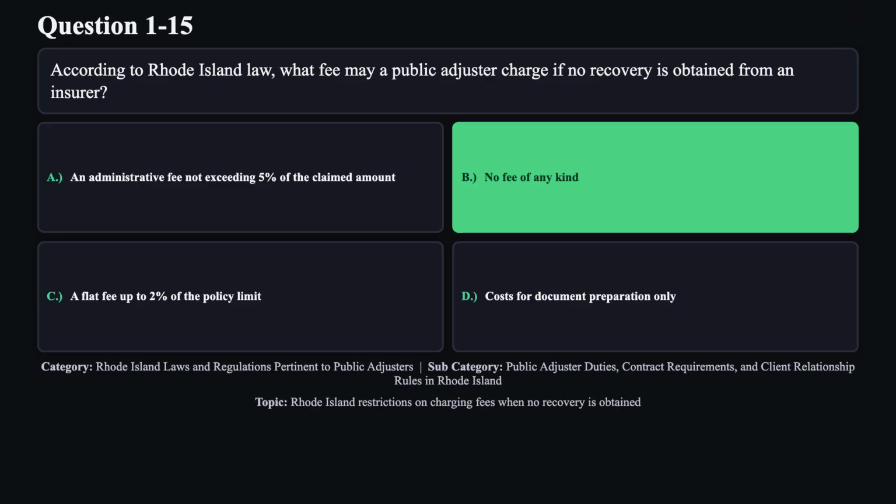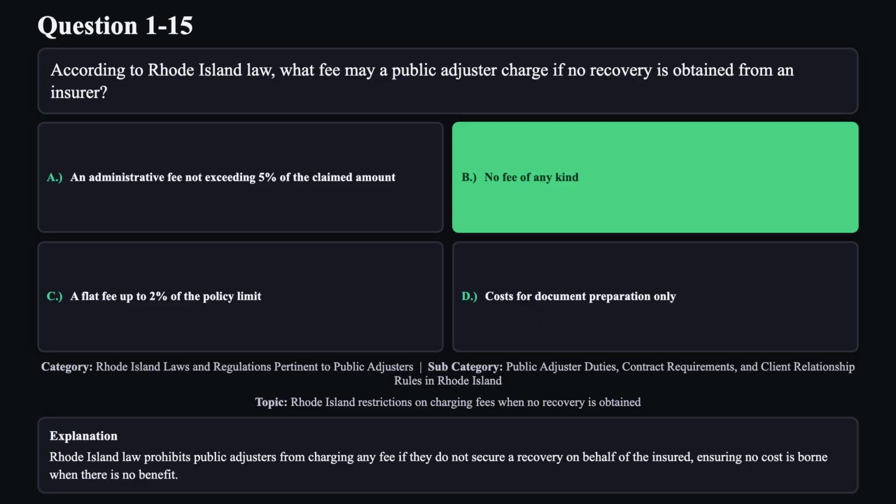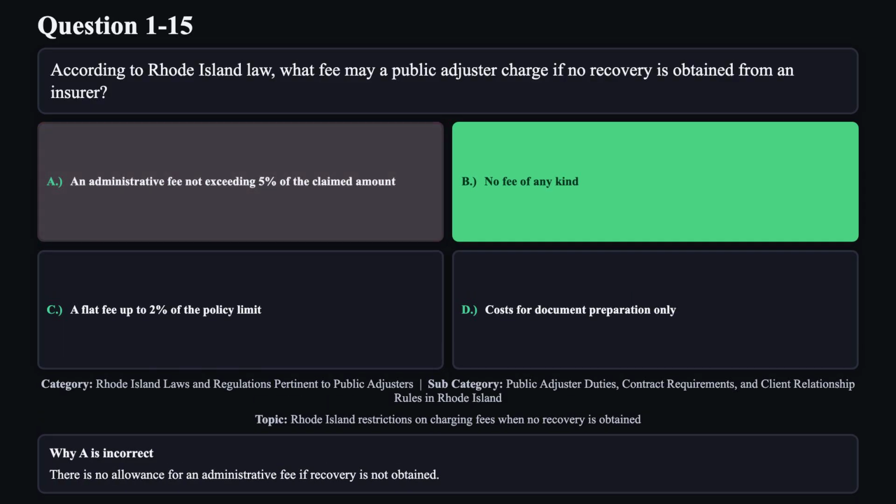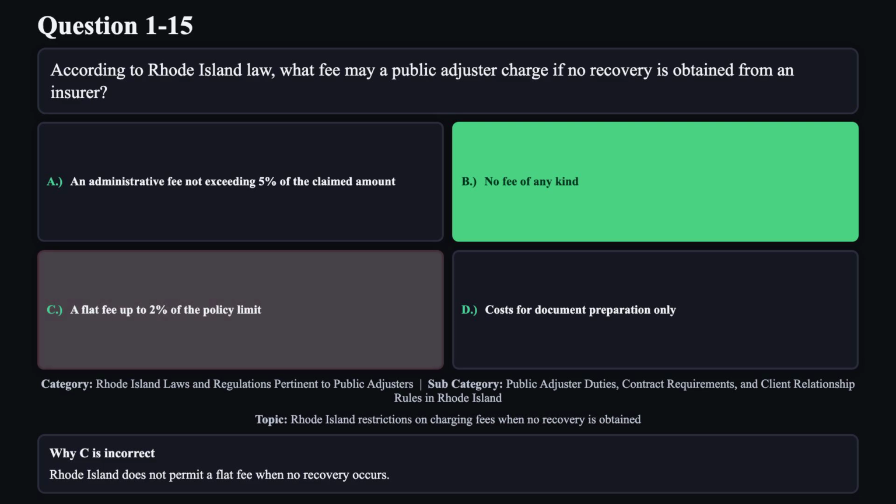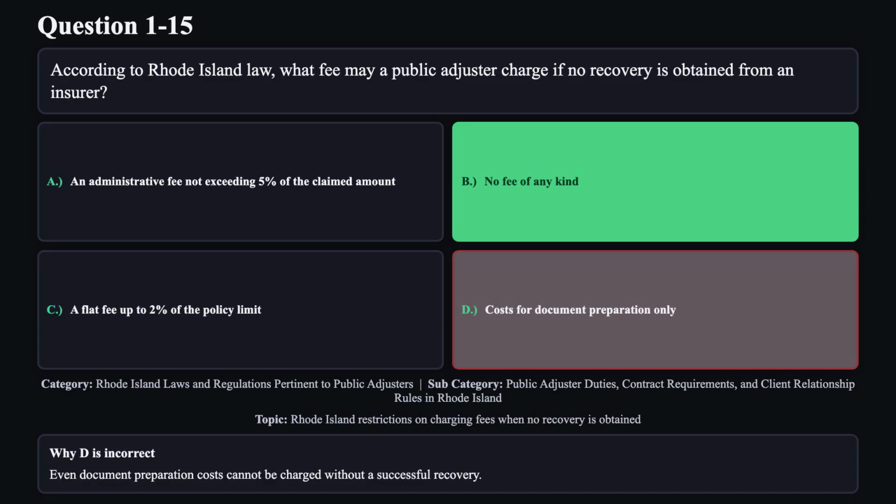The correct answer is B. Rhode Island law prohibits public adjusters from charging any fee if they do not secure a recovery on behalf of the insured, ensuring no cost is borne when there is no benefit. Reason A is not correct. There is no allowance for an administrative fee if recovery is not obtained. Reason C is not correct. Rhode Island does not permit a flat fee when no recovery occurs. Reason D is not correct. Even document preparation costs cannot be charged without a successful recovery.